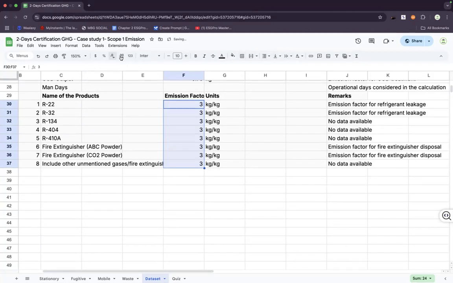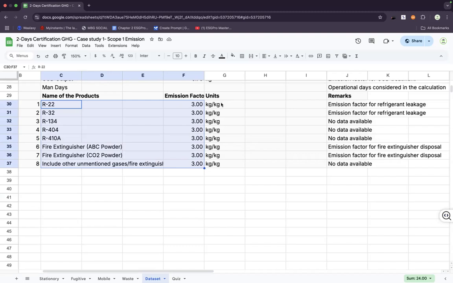So the fugitive is only for the leakage, right? Not the production of the powder and everything. No, it's a scope 1 emission for supporting the operation. If it is in production, then it will be a different calculation. अभी आप देखो सबका 3 emission factor आ रहा है. Very simple है ना?